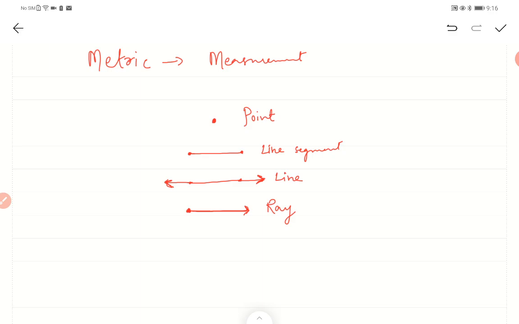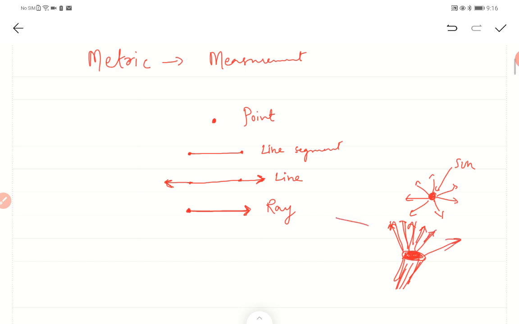So an example is torchlight or sun rays. All right, so from the point of the sun, the light is coming towards the earth, right? So this becomes your sun ray example. You will not forget this when you remember this example of the sun. And if you talk about a torch, the light is coming out from the torch, from this point, in one direction, isn't it? So that is the ray example.